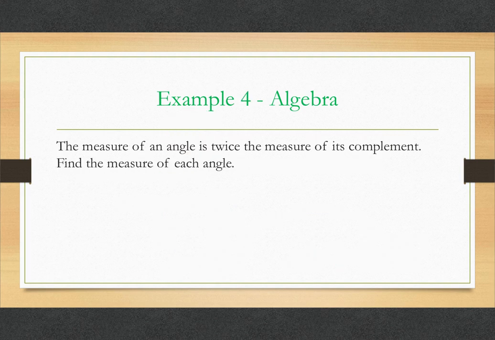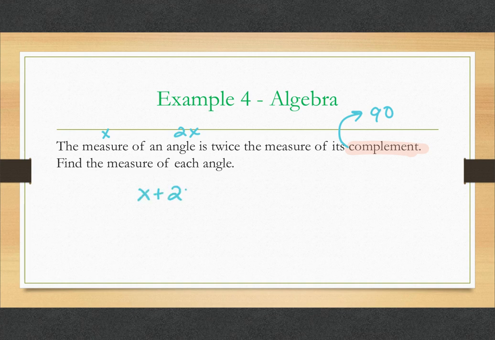Example 4 says the measure of an angle is twice the measure of its complement. Find the measure of each angle. So a complement means it's 90 degrees. So the measure of an angle is twice the measure of its complement. So if I know nothing about the initial measure, then its complement would be twice that, so 2x. And if it's its complement, then it would add.